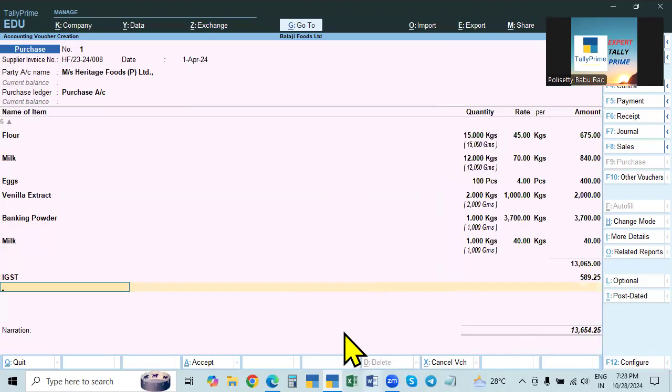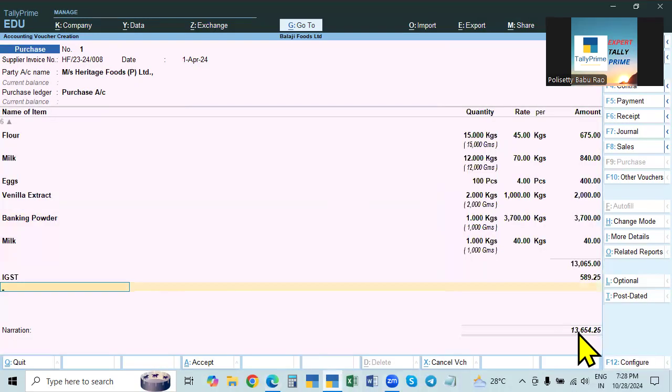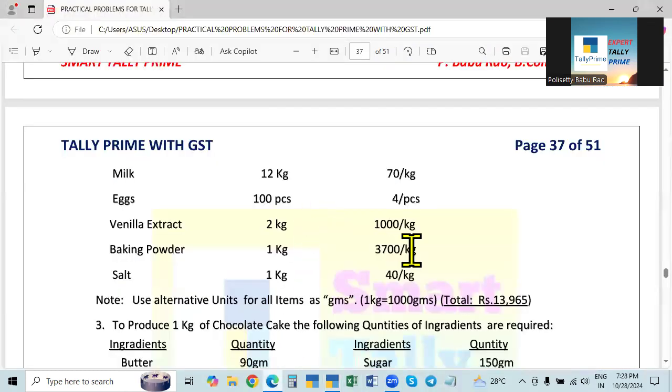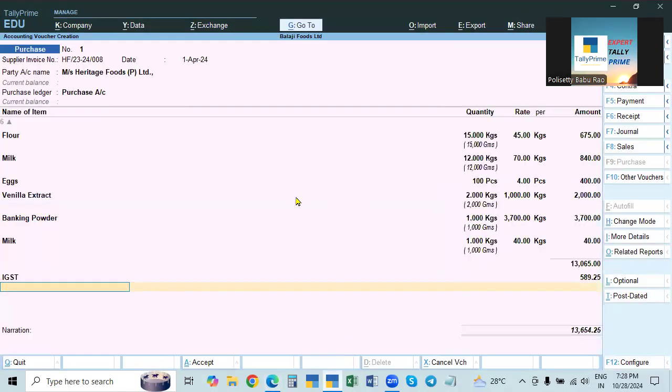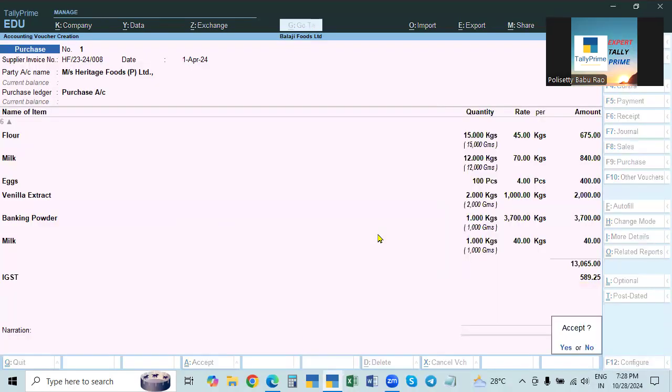Okay, here the problem is that the amount should be 13,965, but we got only 30,664, because in this problem all items are taxable and tax is charged. But in our problem, milk and eggs we have made exempted, so there is no tax. That is why the amount is okay. So new reference.